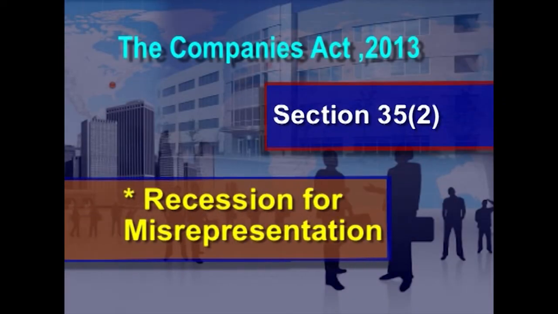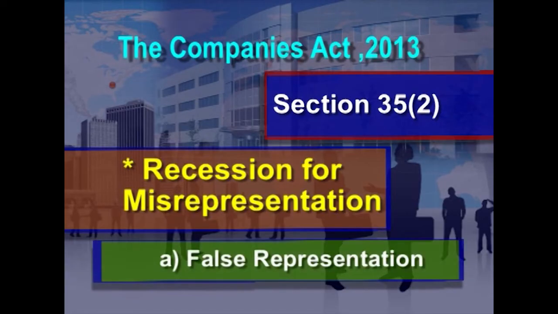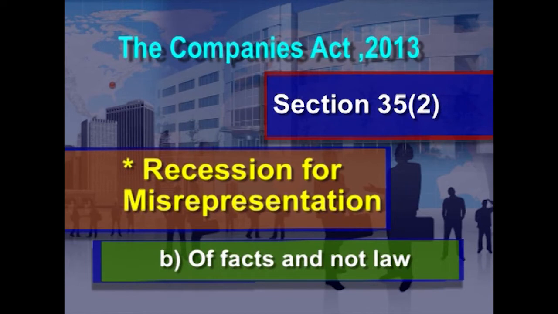Rescission for misrepresentation. An allotment of shares can be avoided at the option of the allottee if it was caused by misrepresentation, whether innocent or fraudulent. The essential requisites of the action are as follows. A. False representation. There must be a false representation in the prospectus. B. Of facts and not law. The misrepresentation must be of facts and not of law.